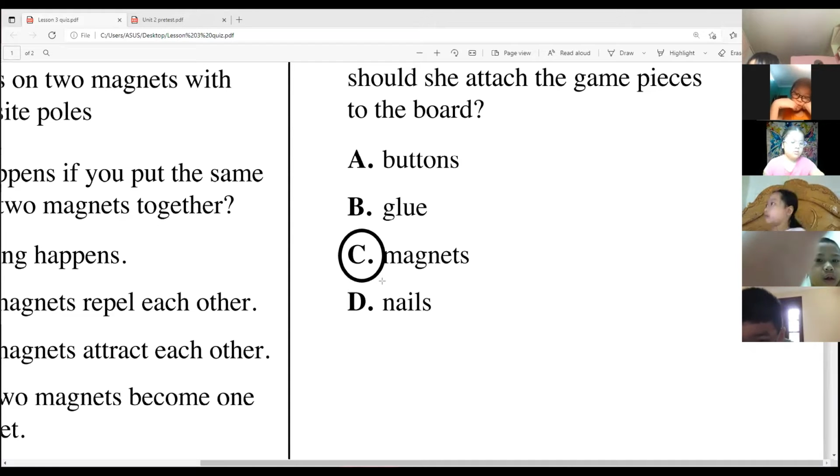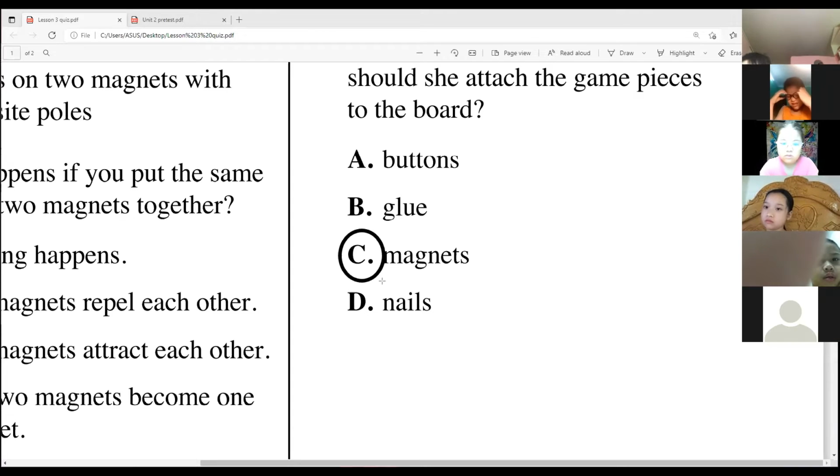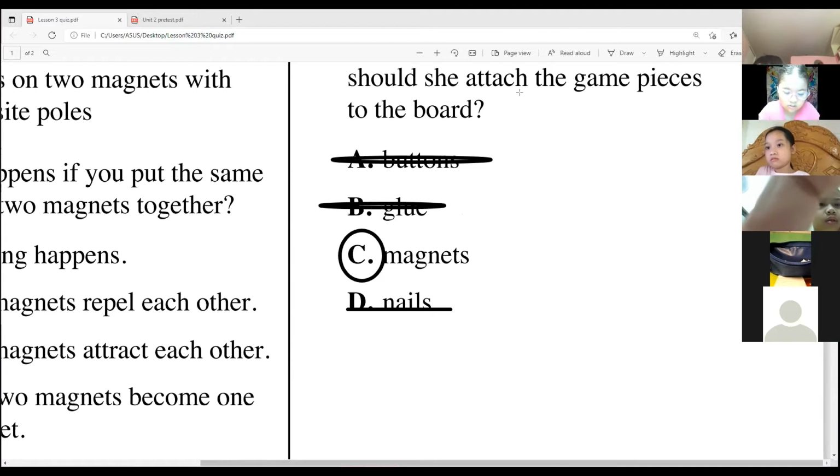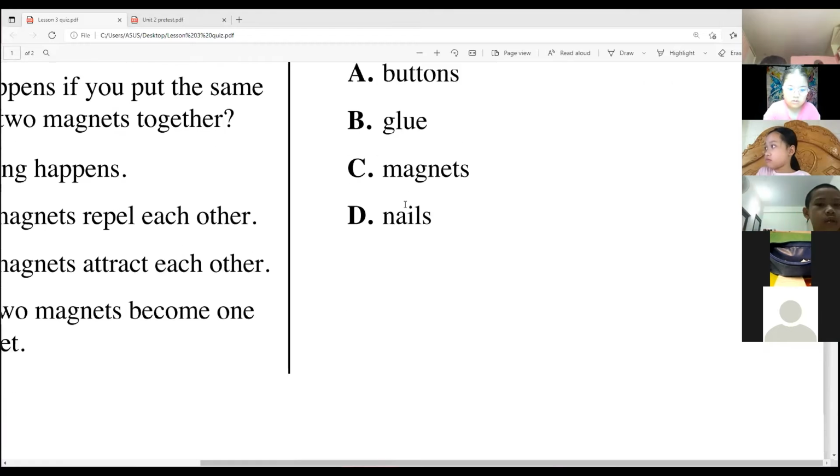Yeah, what would happen if you used glue to try to attach? If you didn't play for a long time, all your pieces would be permanently stuck to the board. No one would be able to move. Imagine a chess game, but no one can move the pieces. C is correct, guys. Magnets. You don't want to use glue, you don't want to use buttons, and you don't want to use nails. Especially nails. That sounds like it could hurt. Thank you, Taylor.